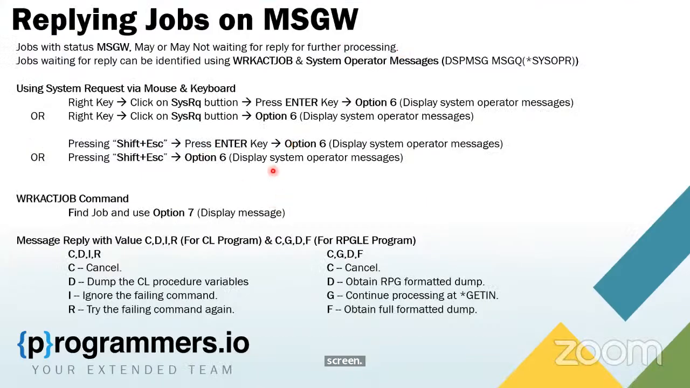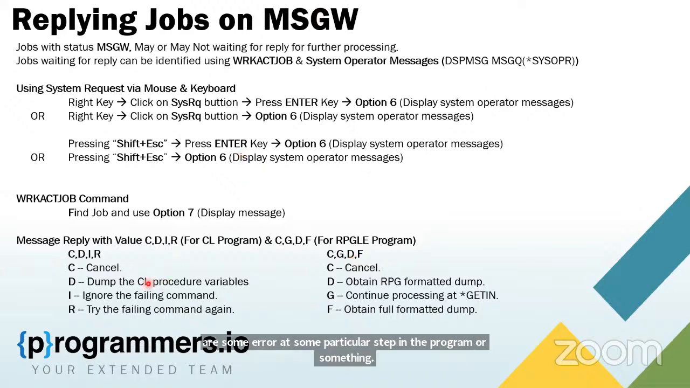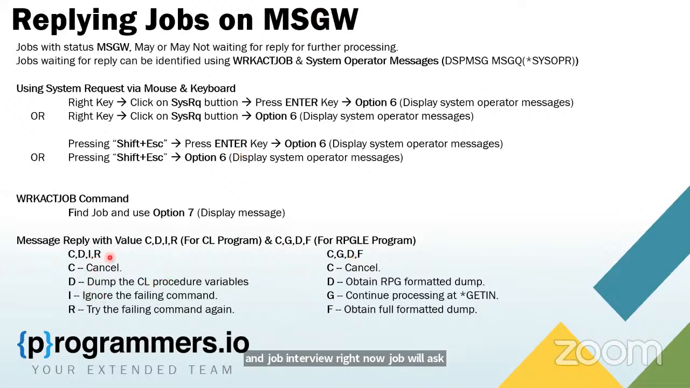So sometimes a job goes into message wait, whether it is a batch job or an interactive job. Anything can go into message wait. Message wait is when there is some error at some particular step in the program, and the job goes into message wait. Now the job will ask you what needs to be done.